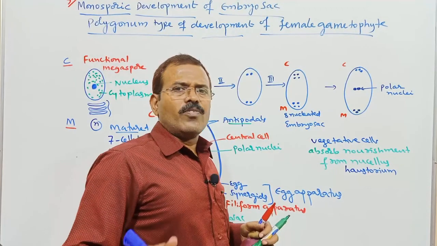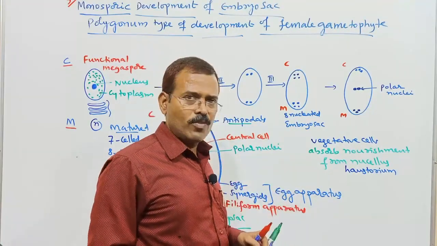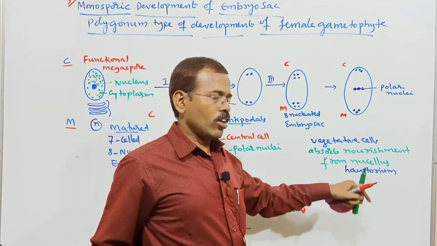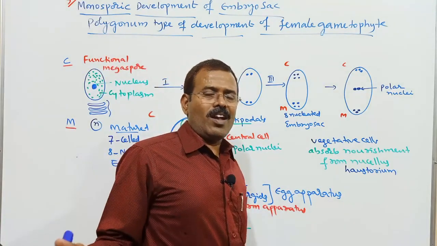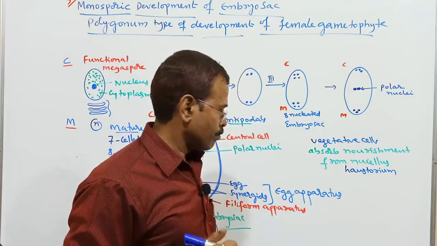So the function of the antipodals or vegetative cells is to absorb the nourishment from the nucellus. They develop structures called haustoria, which help in absorption from the nucellus. After fertilization, these antipodals can degenerate or disintegrate.